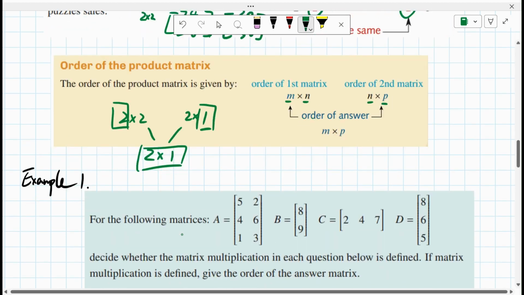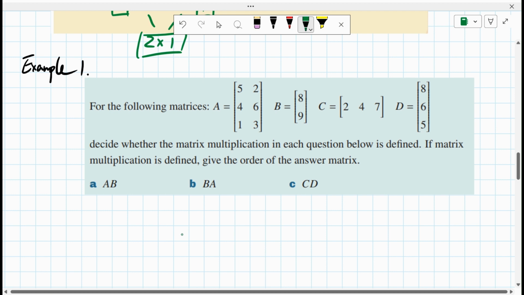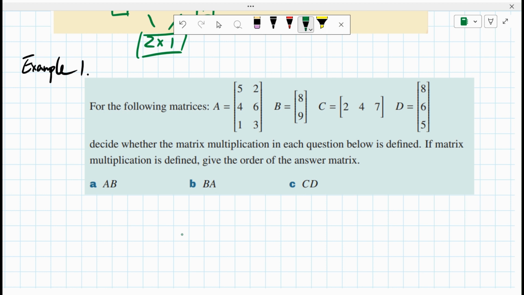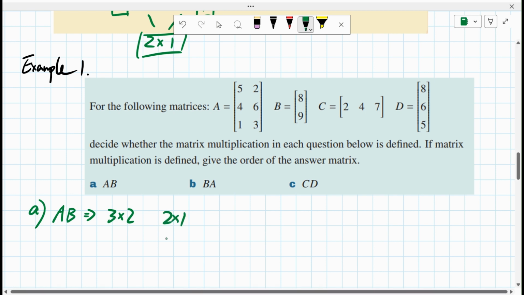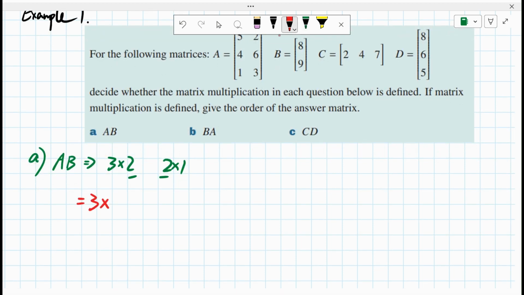All right, let's try some examples to give you some ideas. Multiply each pair below if the matrix multiplication is defined. State the order and answer as a matrix. First question, A times B. A is 3 by 2 and B is 2 by 1. These two are the same, so we get a 3 by 1 matrix.